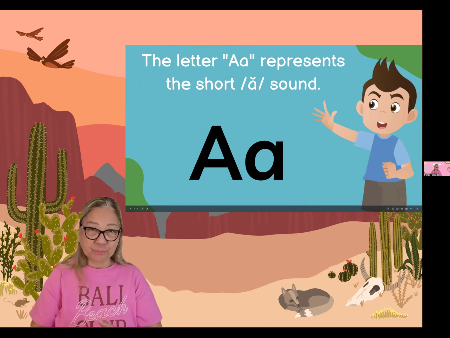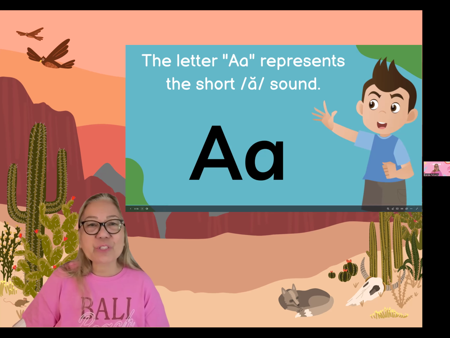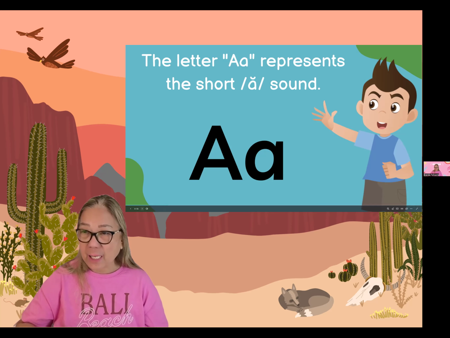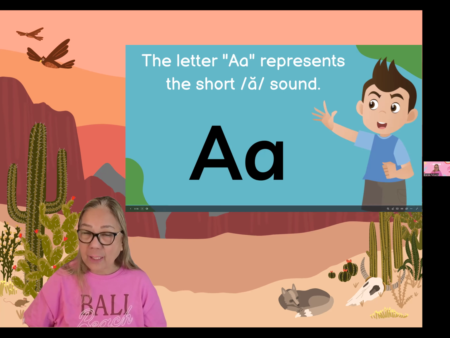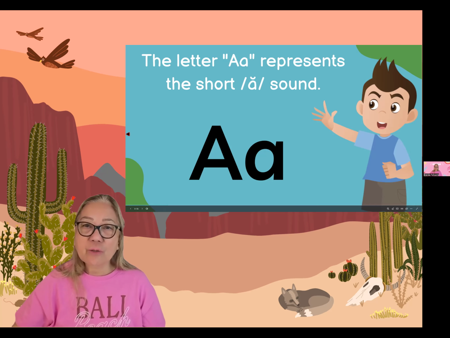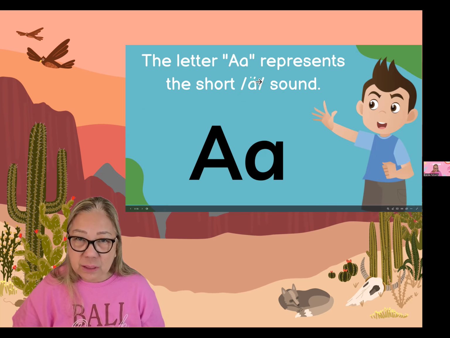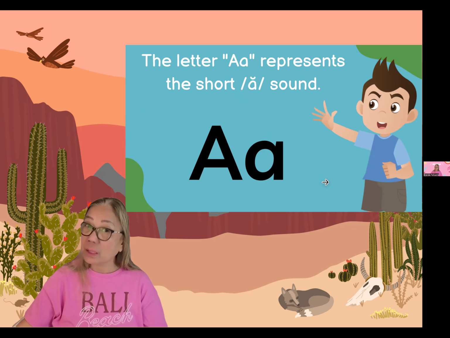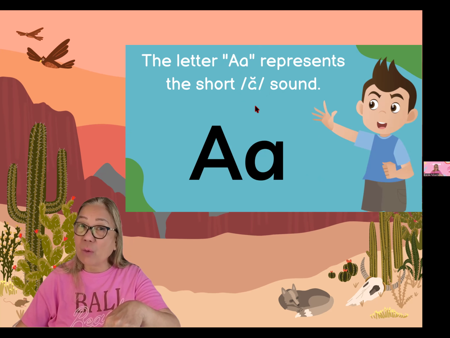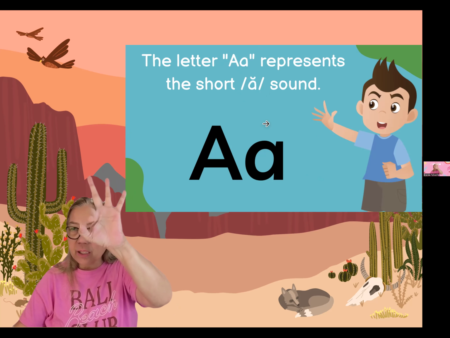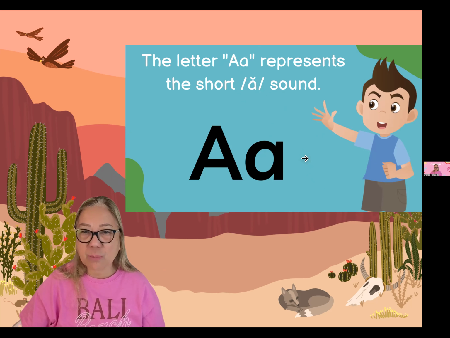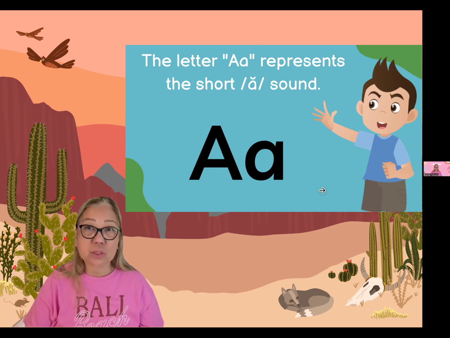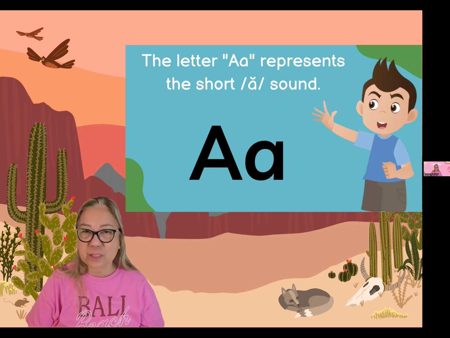All right. The letter A represents the short A sound. If you see this symbol here on top of a vowel, the five vowels A, E, I, O, U, that means that vowel has a short sound.